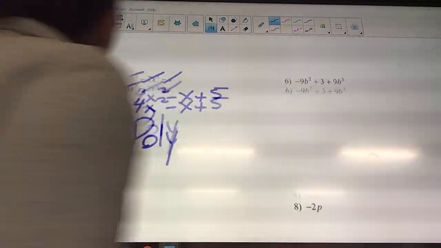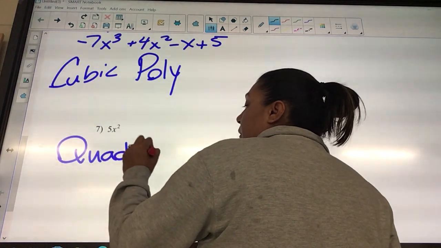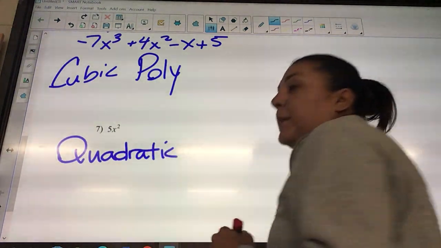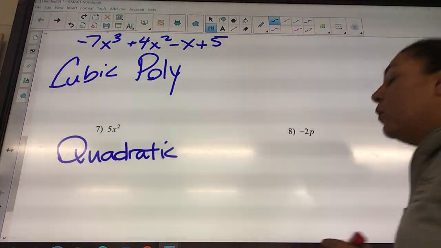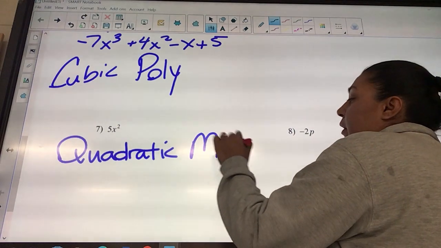Okay, number 7. What is that highest exponent? 2. What is that going to be? It's going to be a quadratic. How many pieces are there? 1, so it's going to be what? Monomial, okay.